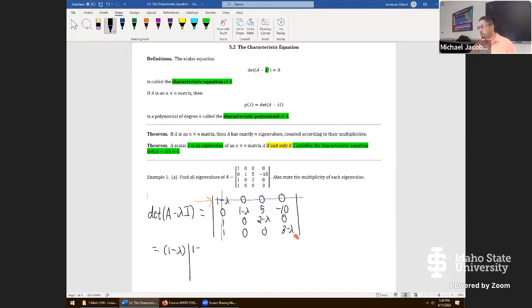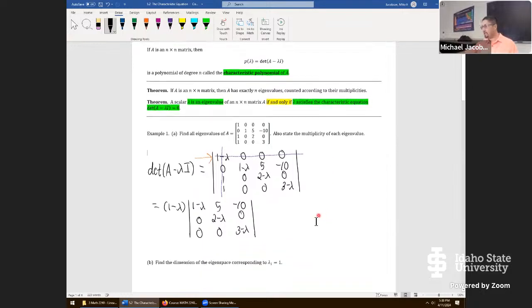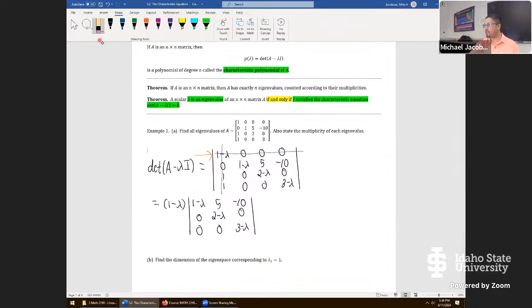1 minus lambda, 0, 0. Going column wise, 5, 2 minus lambda, 0. Negative 10, 0, 3 minus lambda. So we're getting there. That's an easier determinant to calculate. Still, depending on how you decide to calculate it, it could be a lot of work. Any suggestions on the best way to compute? Going, say, down this column, maybe? That would work for this one, absolutely.